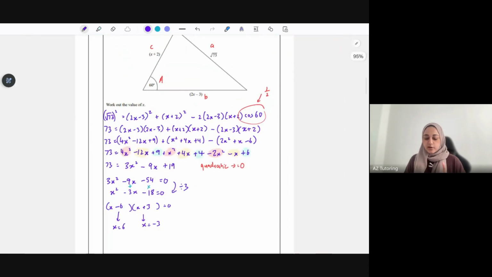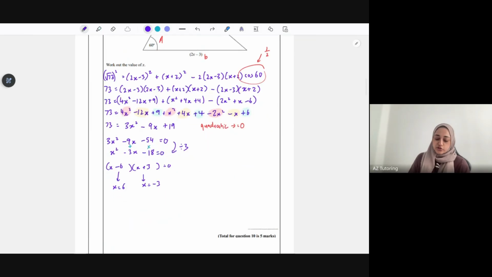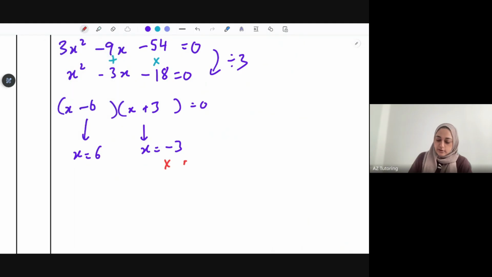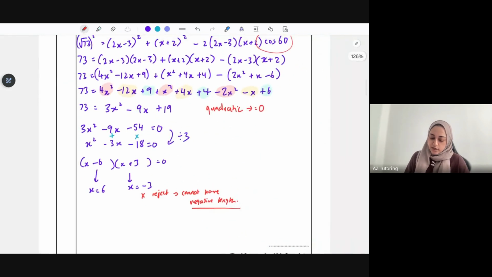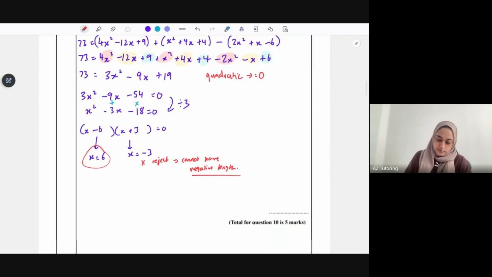Now, if you think about it, what is x representing? X is representing length, so these are lengths, right? And it's not possible to have a negative length, so we have to reject the negative answer. And you have to explain why. So we're rejecting this answer because we cannot have negative length. Okay, so for 5 marks, our answer is just x equals 6.